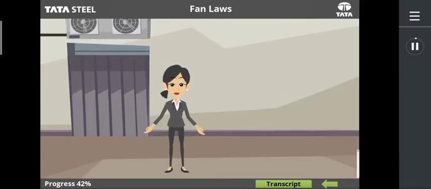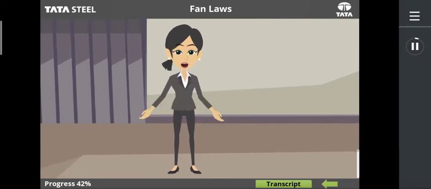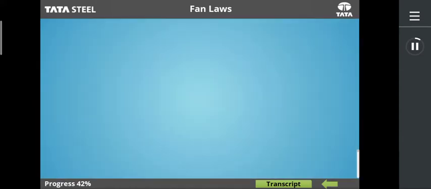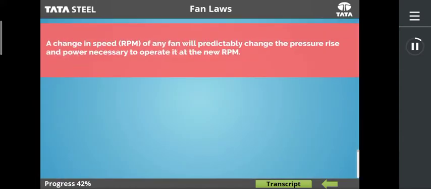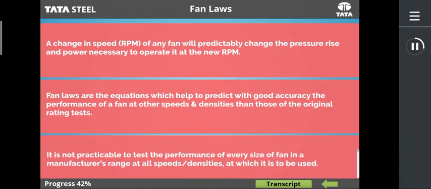The fan operates under a predictable set of laws concerning speed, power, and pressure. Let's learn in detail the fan laws. A change in speed or RPM of any fan will predictably change the pressure rise and power necessary to operate it at the new RPM. Fan laws are the equations which help to predict with good accuracy the performance of a fan at other speeds and densities than those of the original rating tests.